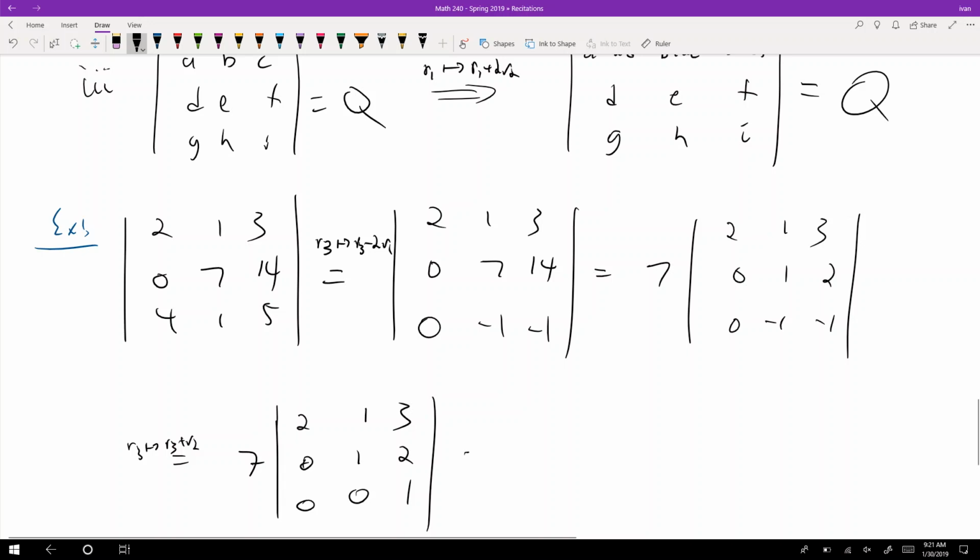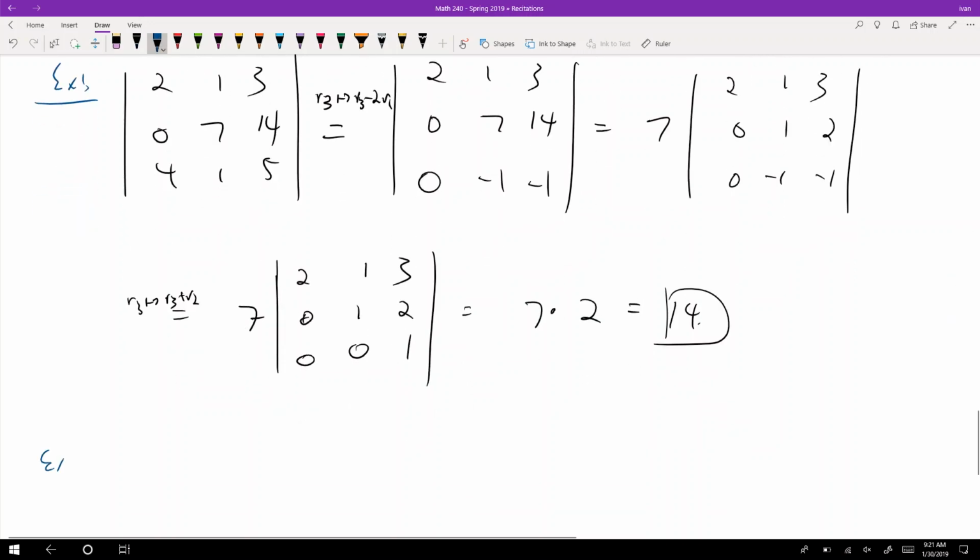Okay. So the determinant is equal to 7 times 2, right, because of the diagonal. And we see that our determinant is 14. Okay, pretty simple. Any questions? All right.